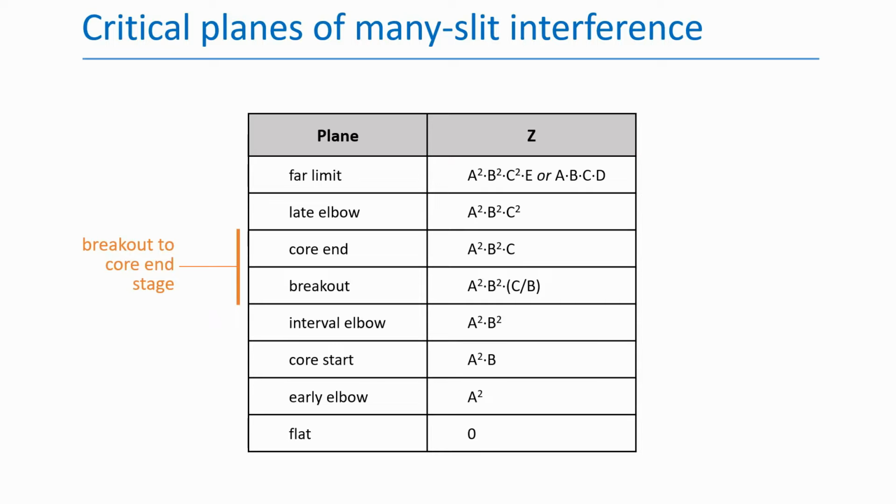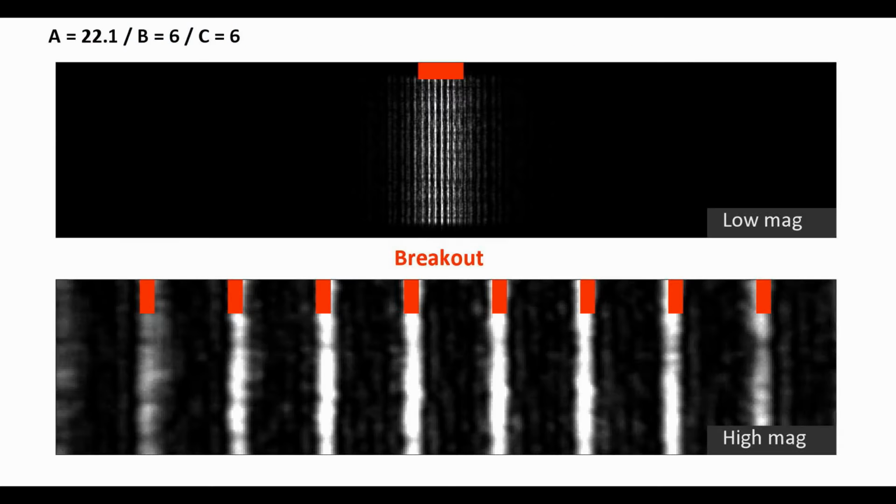The next stage begins at breakout and goes up to the core end. Now that we're getting to later and later stages, the distances involved are getting longer and longer. This camera has a very limited travel range, so it becomes more and more challenging to show good examples, but we'll do the best we can. The red bar on top indicates the array size at breakout. Up to now, we haven't paid much attention to the array because it's been staying roughly the same, but now it will start to change.